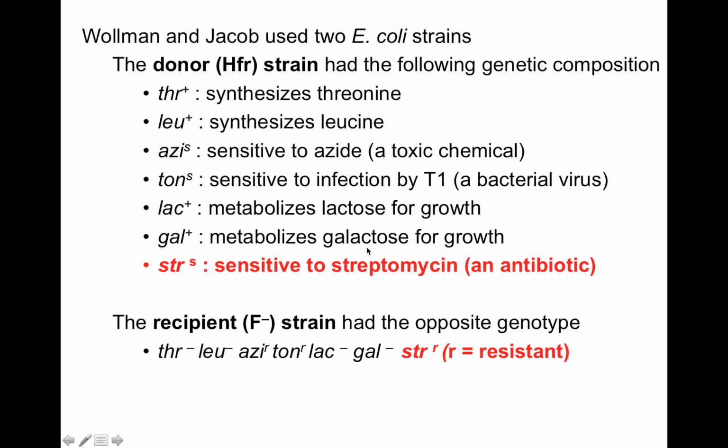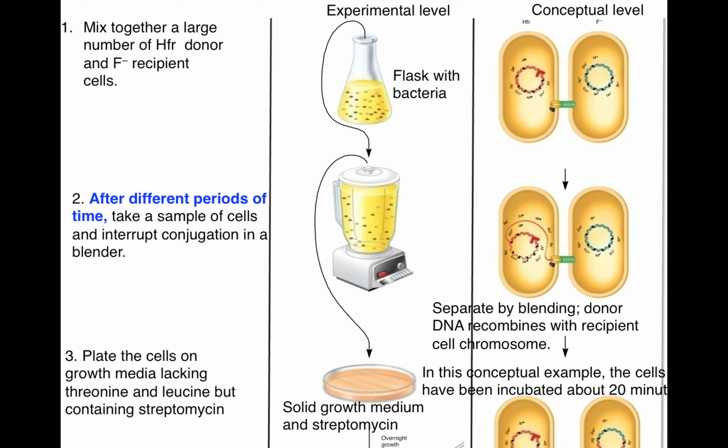Okay, have that in your head? All right, here's the experiment. You start out with a flask of bacteria and you'll allow conjugation to occur. At different periods of time, you separate these two cells from each other by putting them in a blender. Turning the blender on will separate these two cells. They won't be able to withstand that agitation.